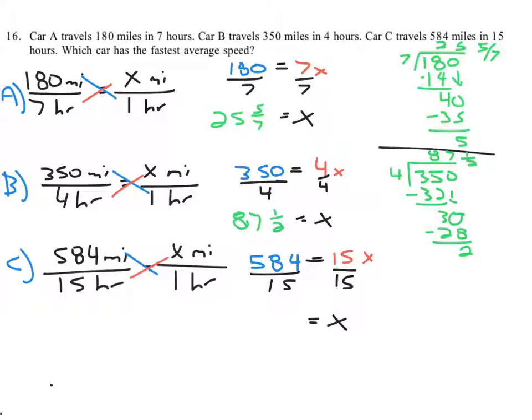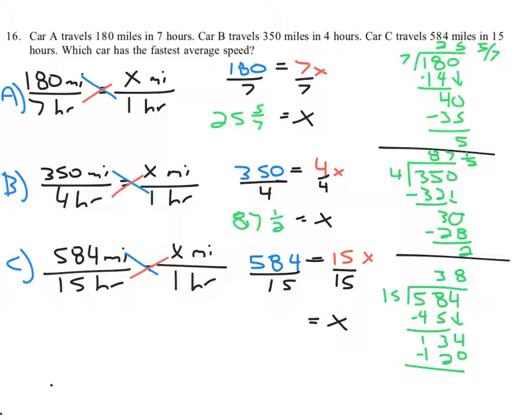And what about this last one? 584 divided by 15. 15 goes into 58 3 times, that's 45. 13 left over. 15 goes into 134 8 times. 15 times 8 is 120. I just happen to know these facts. And we've got 14 left over, 14 over 15.